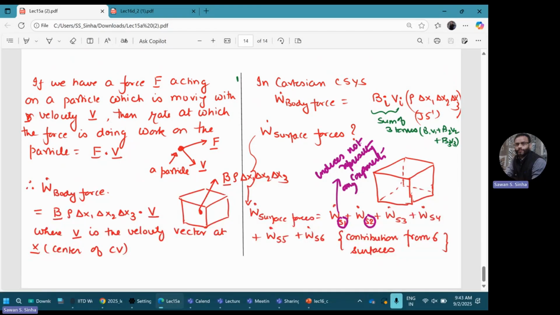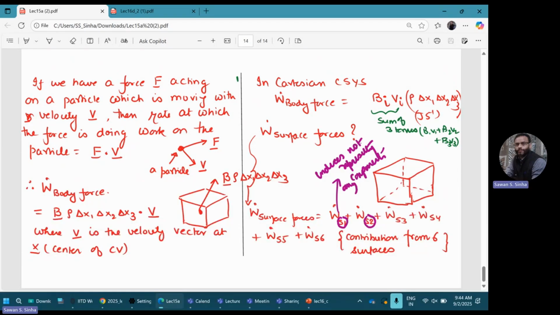So B dot V is happening. So I'm now using the index notation. Since I'm using Cartesian coordinate system, I am going to write it as V_i. V dot V will become V_i V_i, and then rho times delta x1, delta x2, delta x3. Unit is joule per second. You can check that. It has to be, will turn out to be joule per second. V_i V_i is sum of 3 terms.